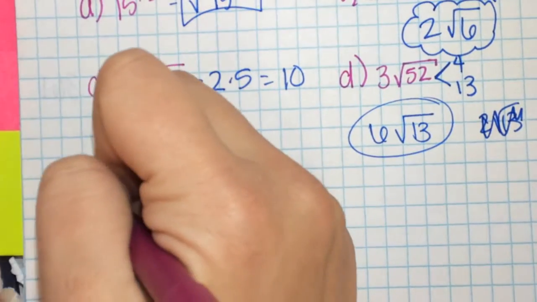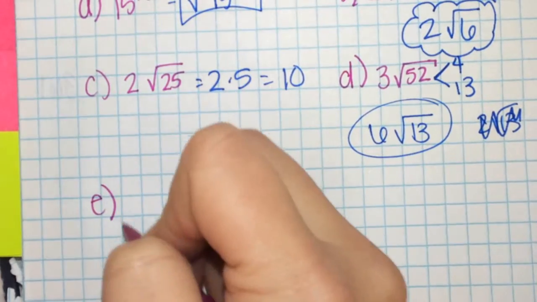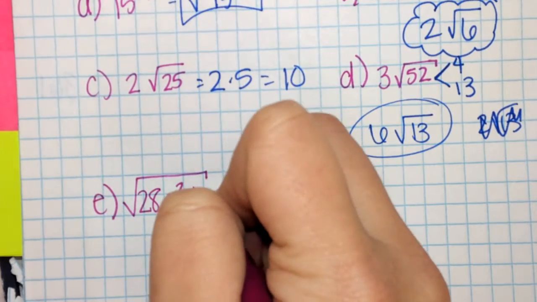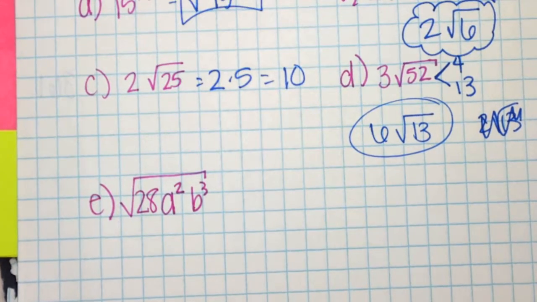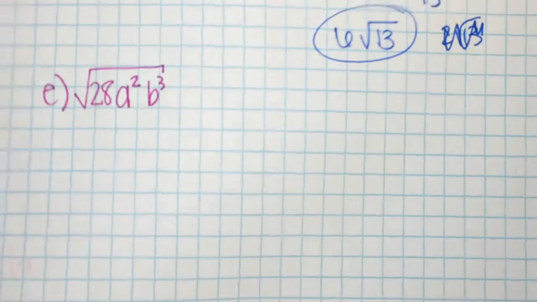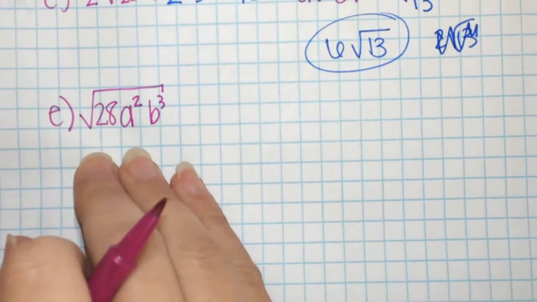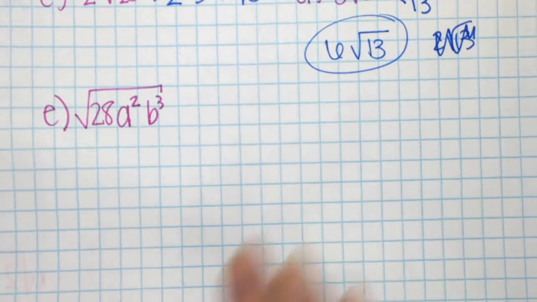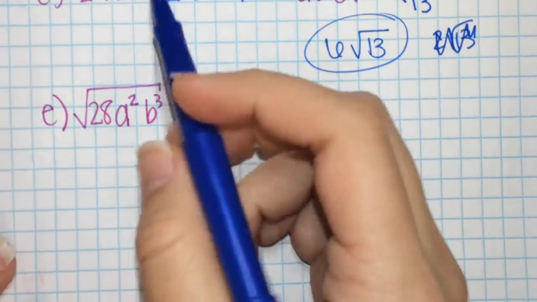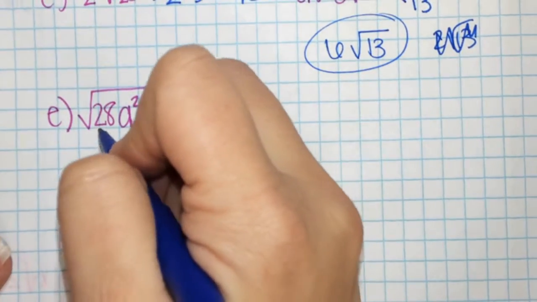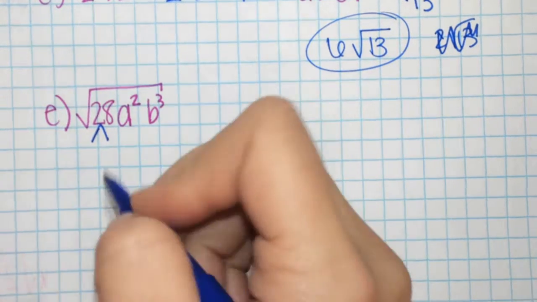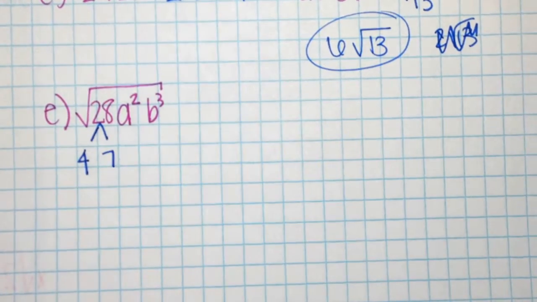All right, are we ready to try some letters? Okay, don't be afraid. So we have the square root of 28 a squared b cubed. Now, I'm going to teach you two different ways to do this. We're going to do this first problem one way, and then the second problem another, and you decide which method you like best. First, let's break down 28. What's the biggest perfect square that goes into 28? 9 doesn't divide into 28. So 4 is the biggest perfect square, which gives you 7.